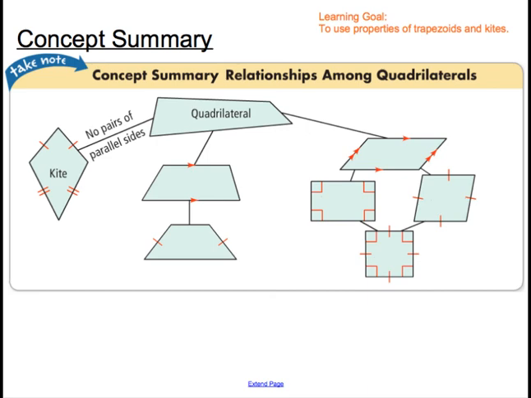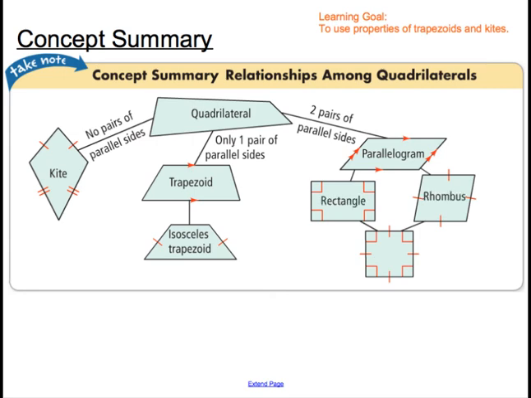If a quadrilateral has one pair of parallel sides, it's known as a trapezoid. And in the event that its legs are congruent, it's a special type of trapezoid called an isosceles trapezoid. Previously, we'd studied quadrilaterals where both pairs of opposite sides are parallel. They are special quadrilaterals known as parallelograms. There are two special types of parallelograms, rectangles and rhombuses. And in the event that a quadrilateral is both a rectangle and a rhombus, it's known as a square.